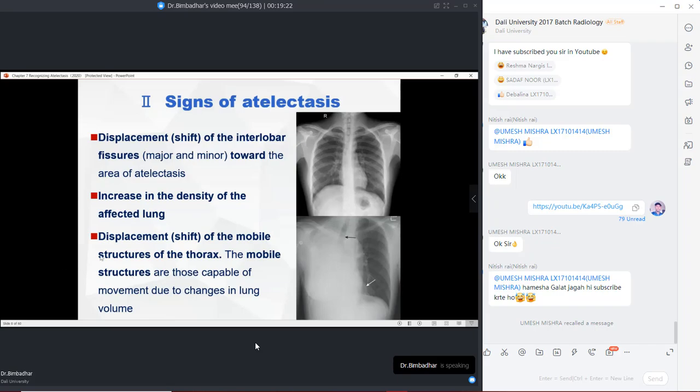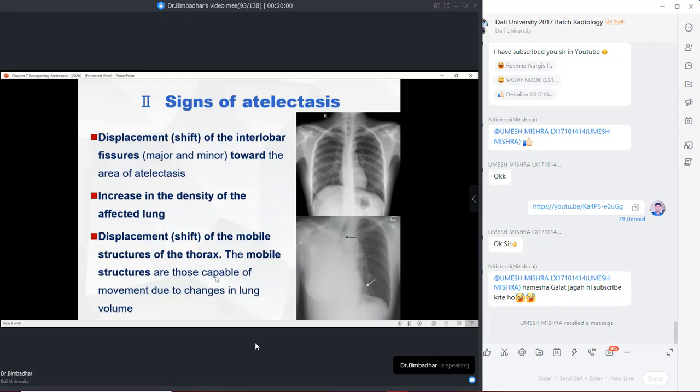And third one is also all the mobile structures of the thorax. Mobile structures of the thorax is actually the trachea and the heart, right? All of and the diaphragm, let us say, okay, they will be shifted down towards the problem. Okay, wherever the opacity is present, they will be displaced to that side. So it is all about displacement of interlobar fissures and displacement of the thoracic structures, and finally causing the density increase on that side. Okay, that is the simple basic approach of an atelectasis patient.